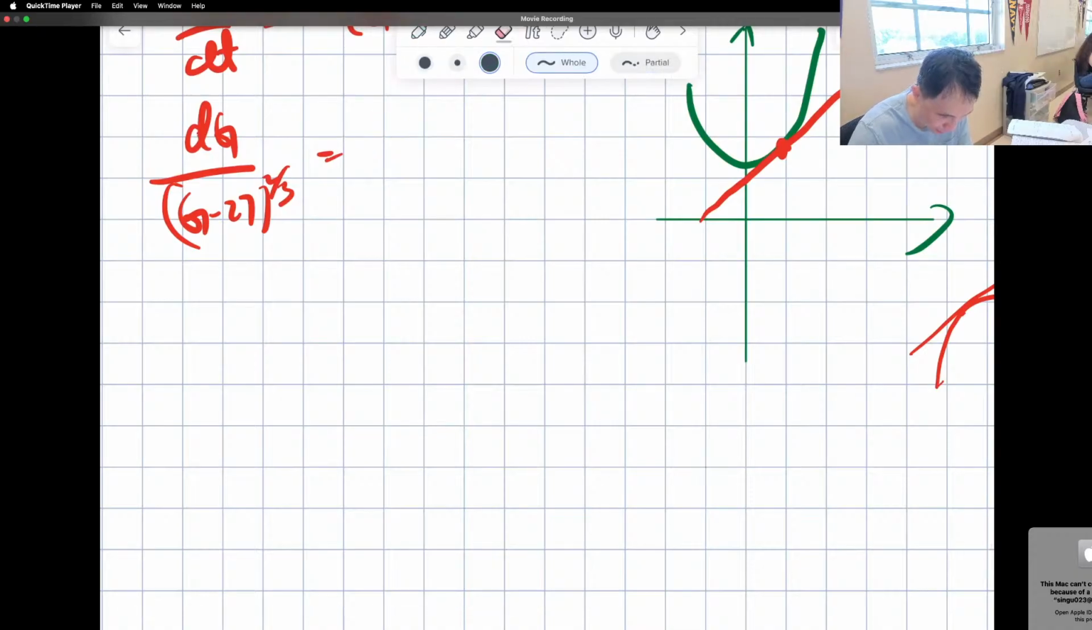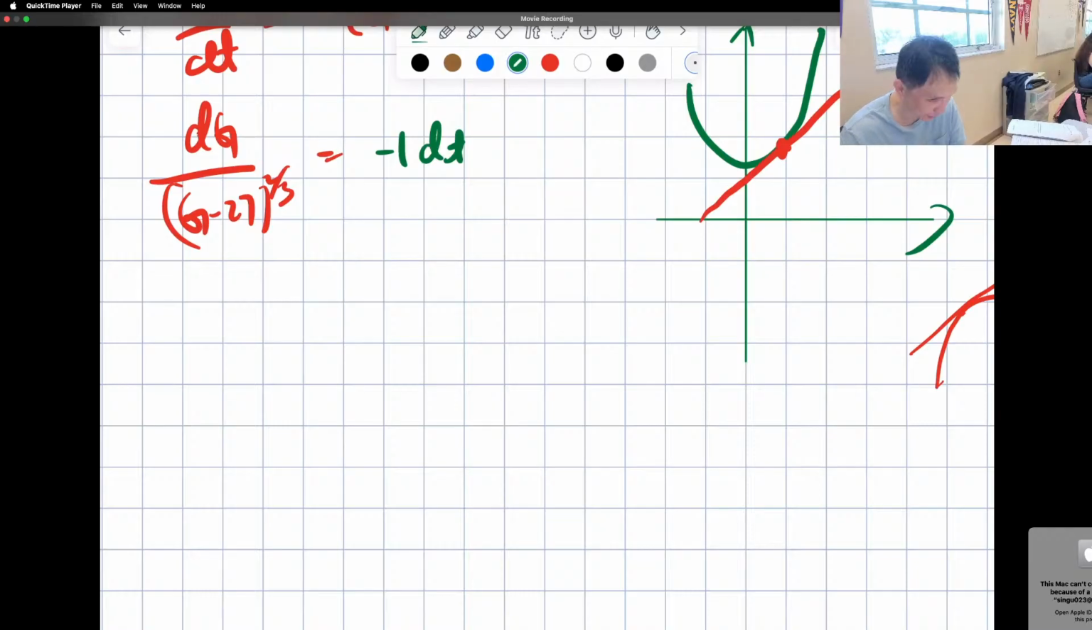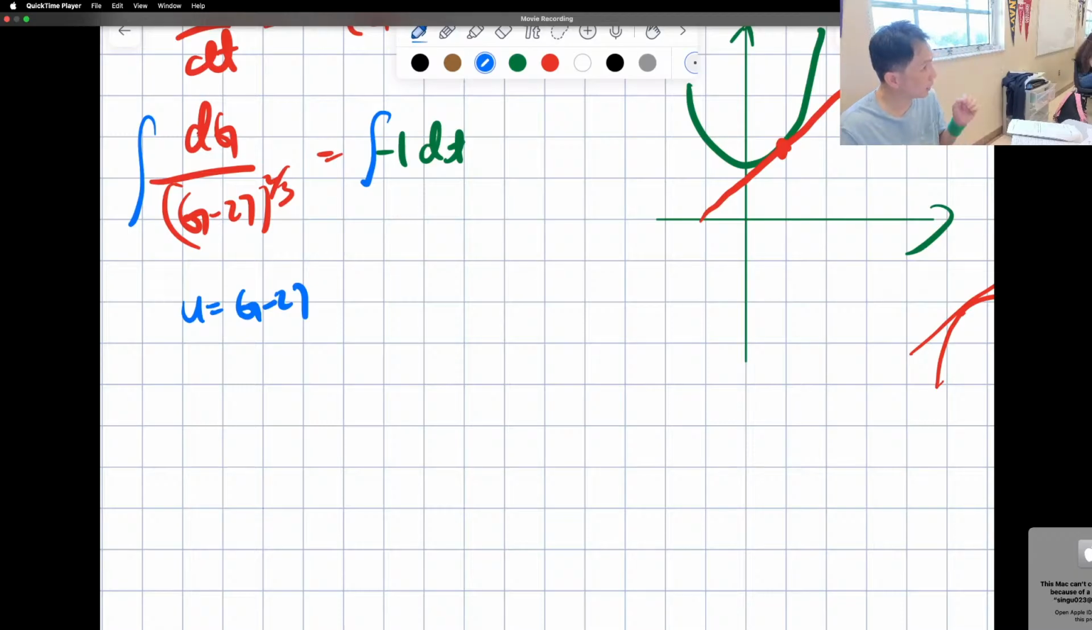Well, what is negative dt? That means negative 1 dt. That means to integrate the dt is going to give you a t. So now I'm going to integrate both sides. I'm going to do u substitution. Now let's talk about u substitution. If something in parentheses is to the first power, you will use natural log.